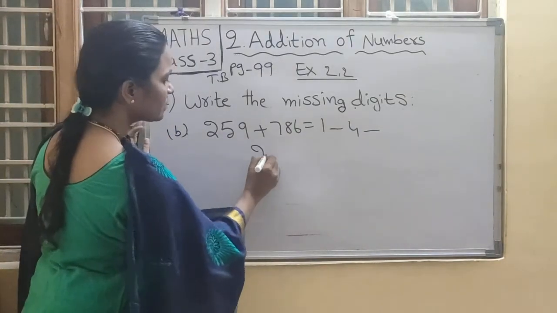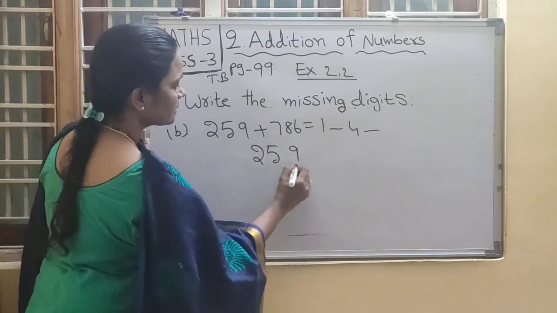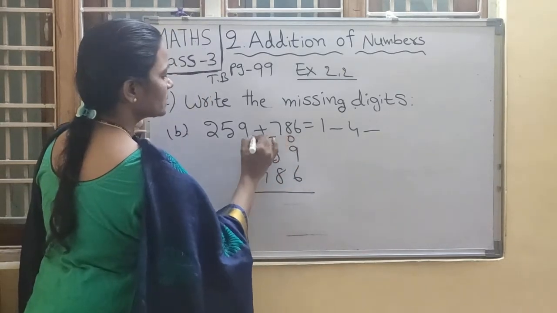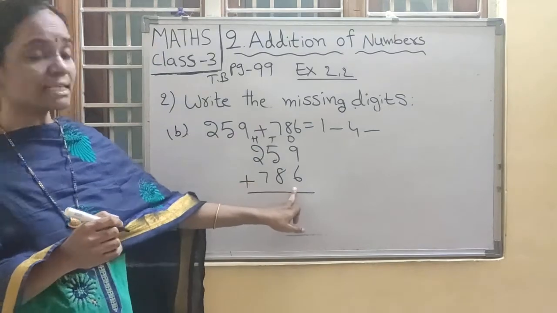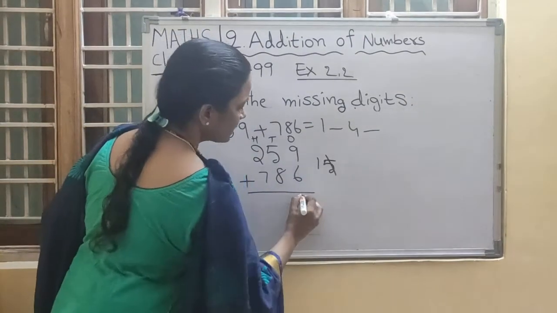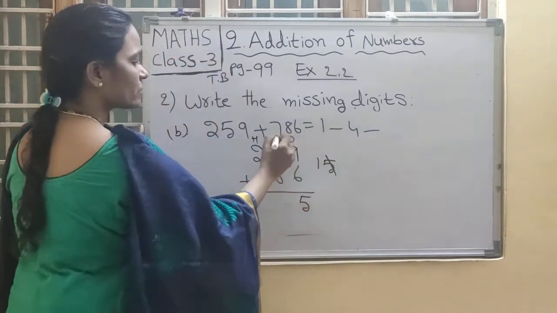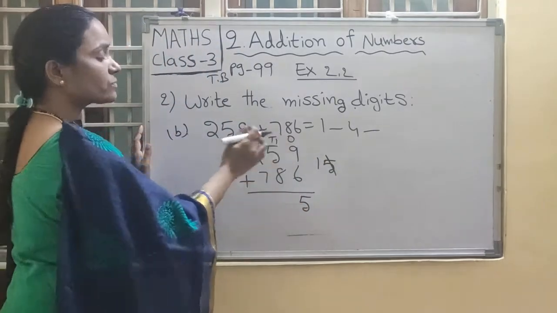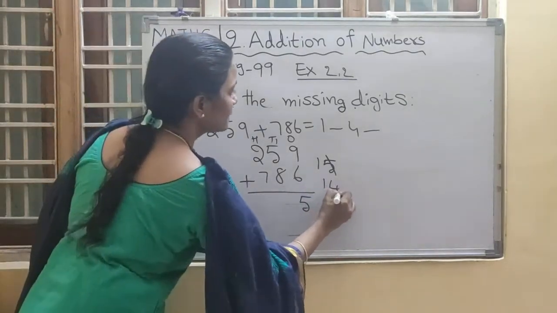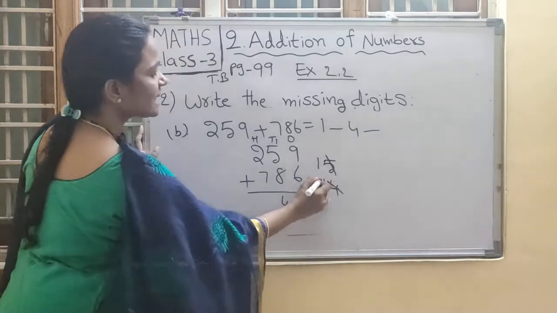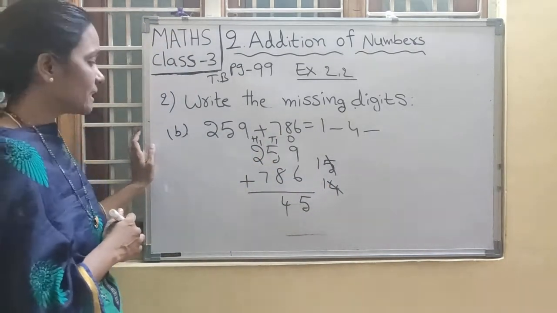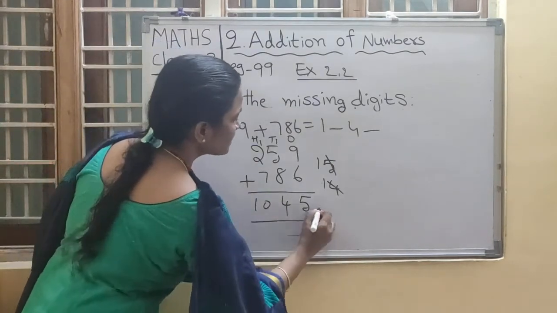Everyone along with me, write 259 plus 786. Yes, ones place, tens place, hundreds place. So 9 plus 6. What is the answer? 15. So 5 is written at the ones place and 1 is the carry over, forwarded to the tens place. 1 plus 5, how much, children? 6. 6 plus 8, how much, children? 14. So 4 is written at the tens place. 1 is the carry over, forwarded to the hundreds place. Now 1 plus 2, how much, children? 3. 3 plus 7 is 10. So this is the sum.